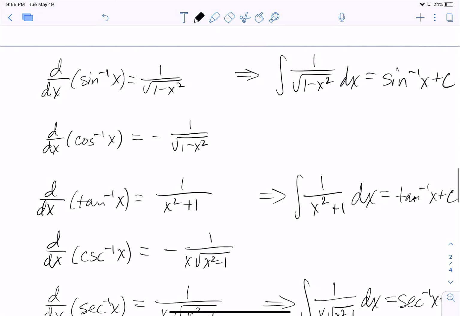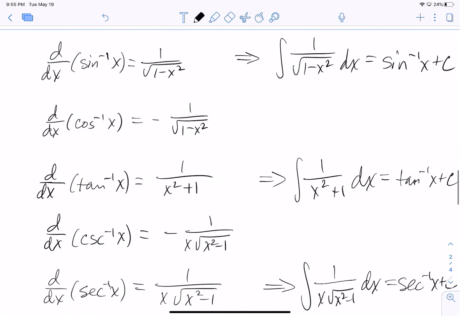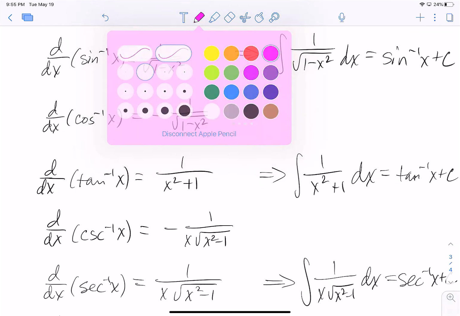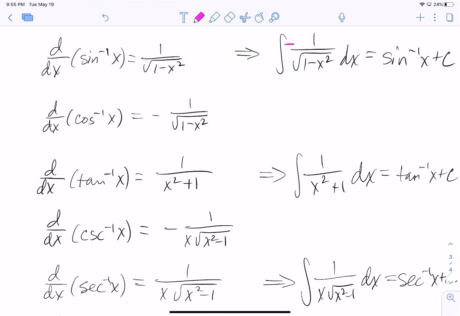Now, what about the inverse cosine function? Well, the derivative of the sine and the derivative of the cosine only differ by a minus. So if I had, for instance, the integral of negative 1 over the square root of 1 minus x squared dx, I would just call the answer negative inverse sine of x plus c. It's not substantially different to consider the cosine function.